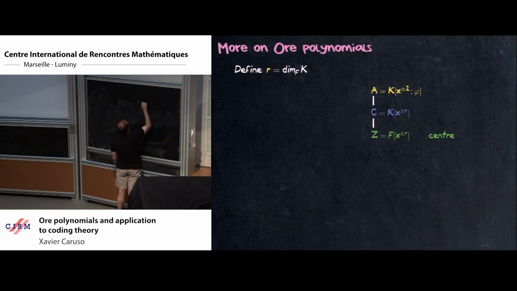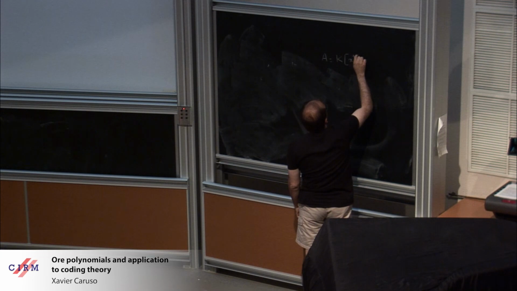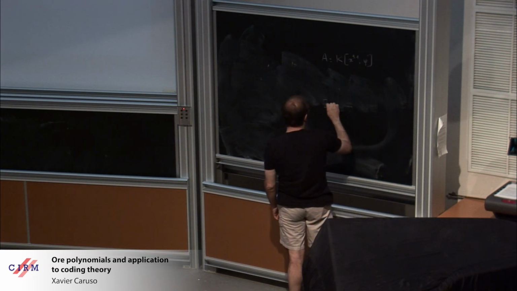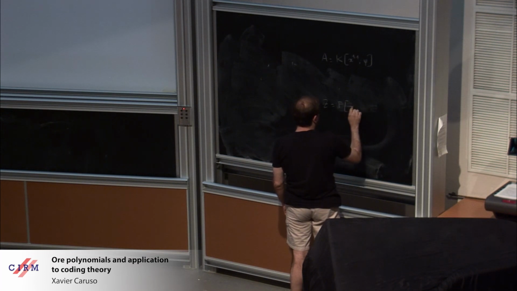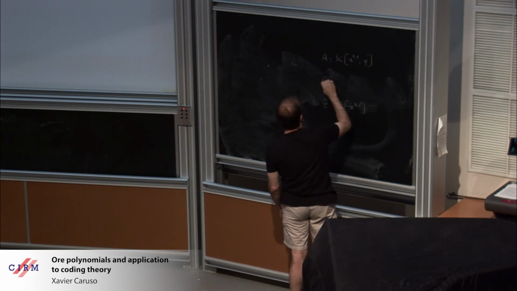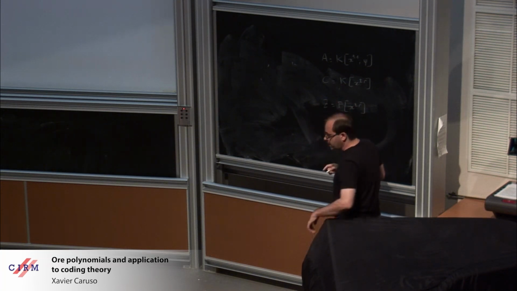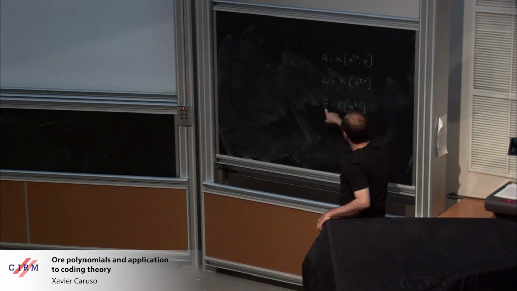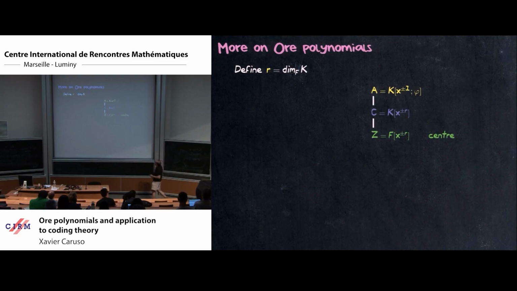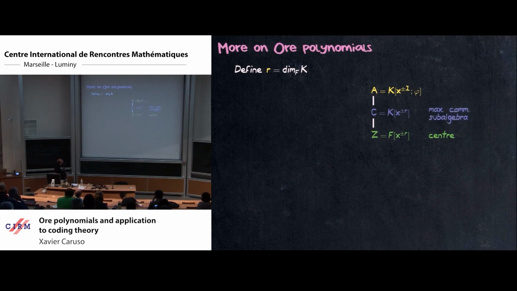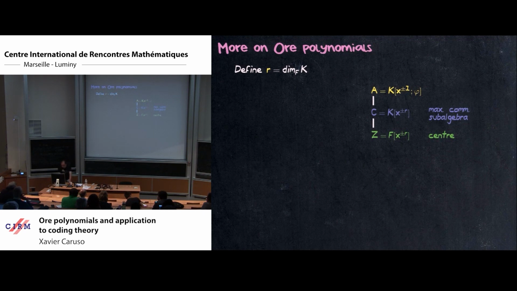So here you have A, which is K[x]. Here you have the center. And in between you have C, which is K[x^r, x^-r]. So this is the center of A, and C is a maximal commutative subalgebra. Okay? And what you can do is you can extend scalars to C, from Z to C.